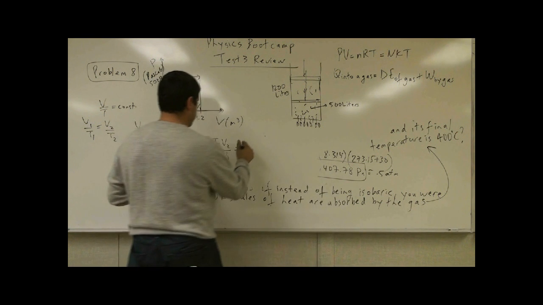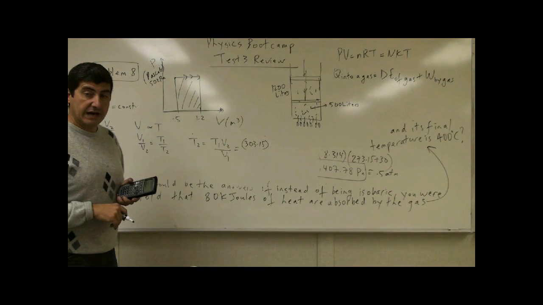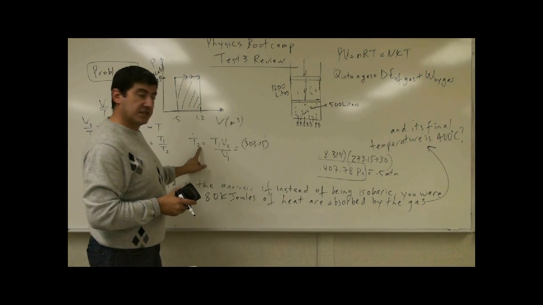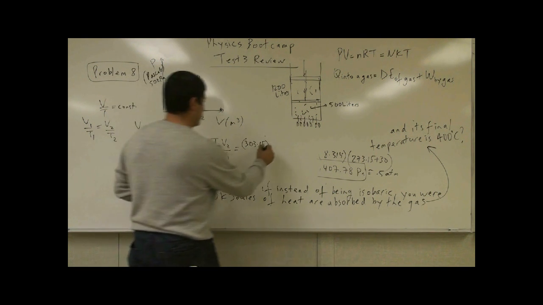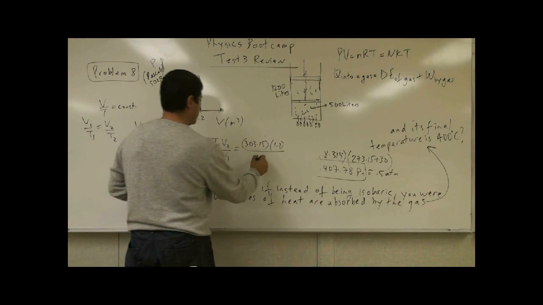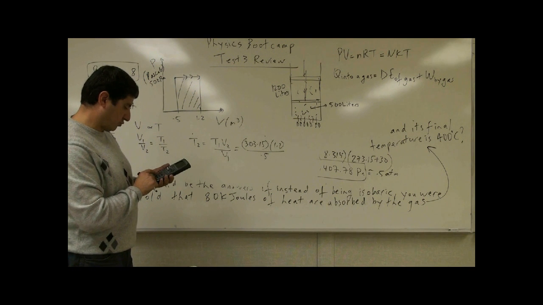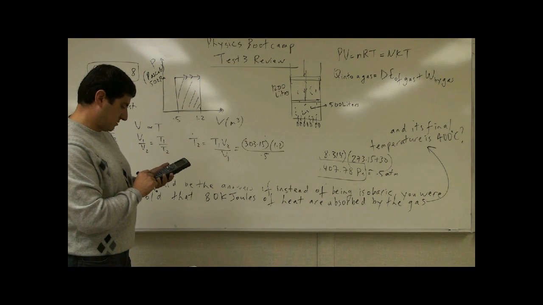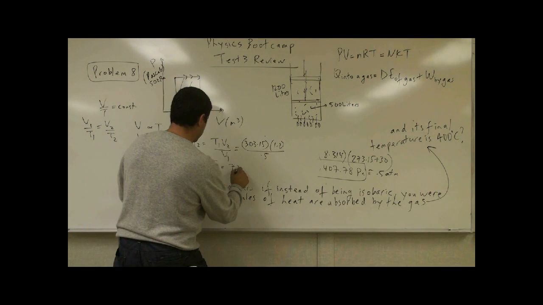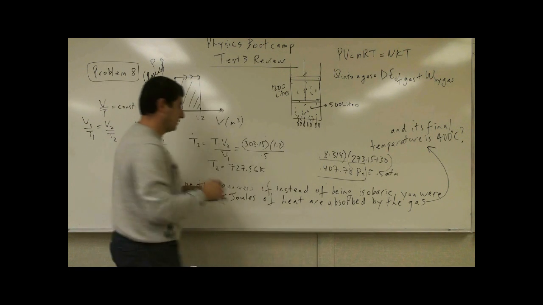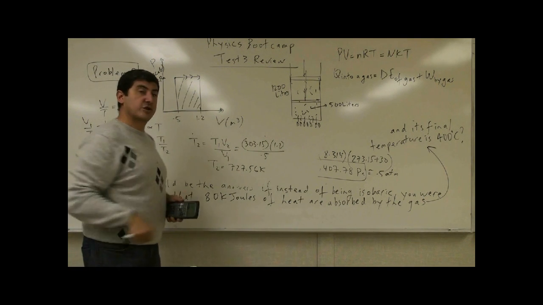Okay, so what was T1 here? 303.15. We want to make sure we have that in Kelvin, right? So we can get the answer here in Kelvin. So 303.15 Kelvin. V2 is equal to 1.2. V1 is equal to 0.5. What do we get here? 303.15 times 1.2 divided by 0.5. So T2 is going to be 727.56 Kelvin. So it went all the way from 303 Kelvin all the way to 727 Kelvin.